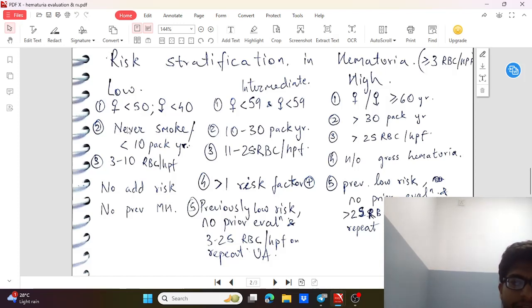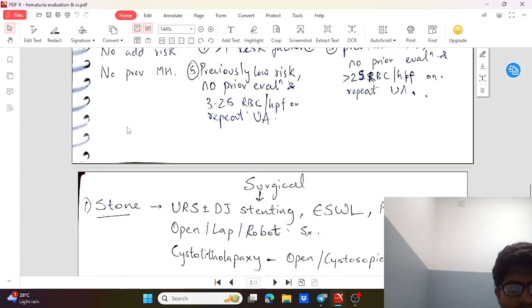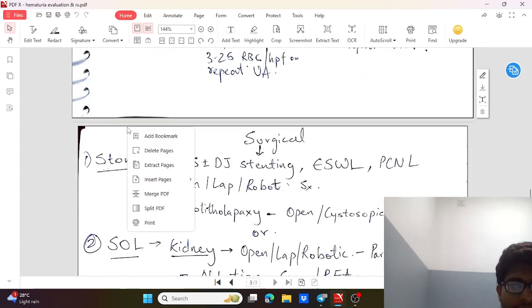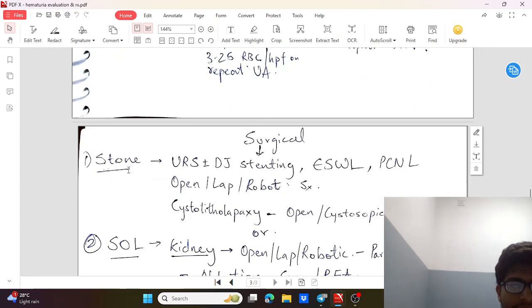Medical causes are in the form of glomerulonephritis, IgA nephropathy, and in gynecological causes we have to consider endometriosis of the urinary bladder. Then coming to the surgical management of some of these common diseases, for renal stone we go for URS and DJ stenting when it is involved in the ureter.